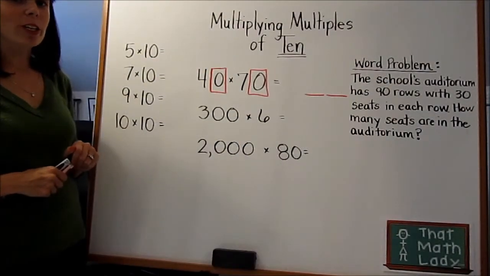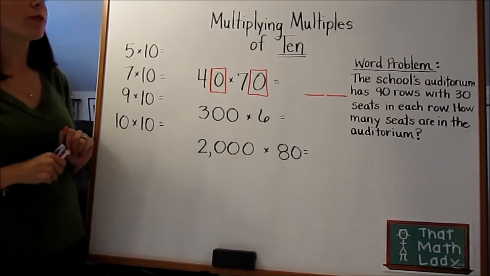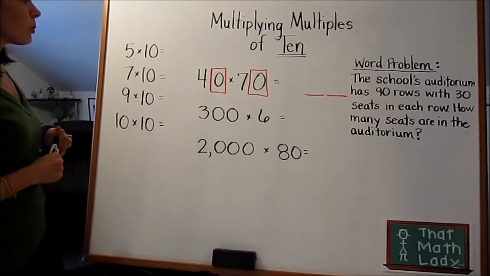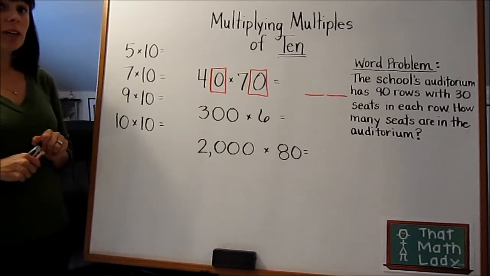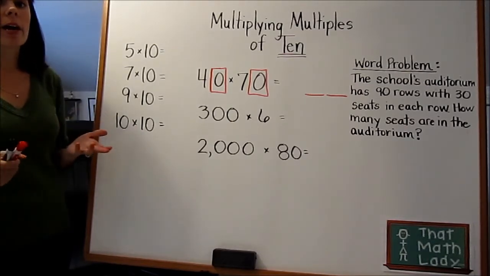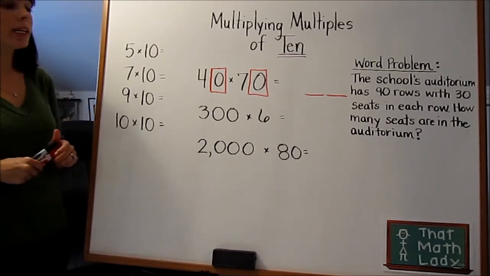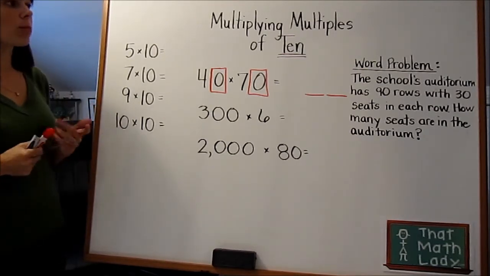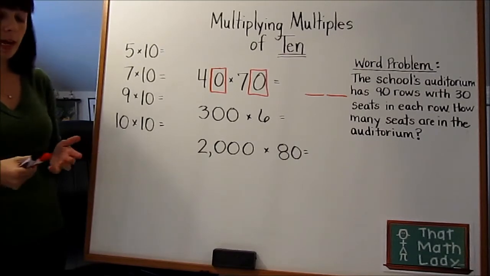In this lesson, we're going to talk about multiplying multiples of 10. When you learned your basic multiplication facts and you learned your 10 facts, you probably realized a pattern that anything times 10 was that number with a 0 on the end of it. Well, multiplying multiples of 10 can be just as easy as that.